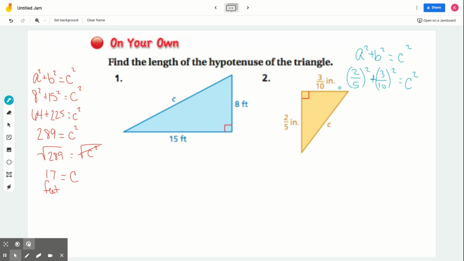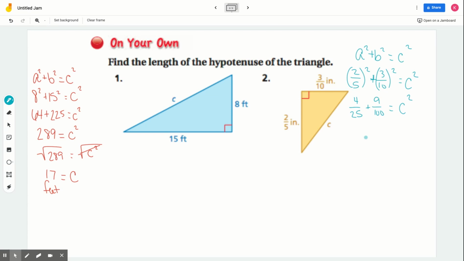Here again, we're going to plug our numbers into our formula. So 2/5 squared plus 3/10 squared equals c squared. 2/5 squared is like 2/5 times 2/5, or 4/25. 3/10 squared is 9/100 equals c squared. Now, what do you think we're going to need to do next before simplifying and solving?